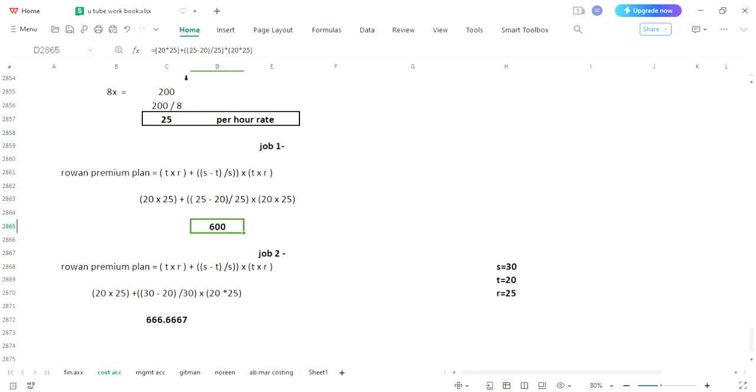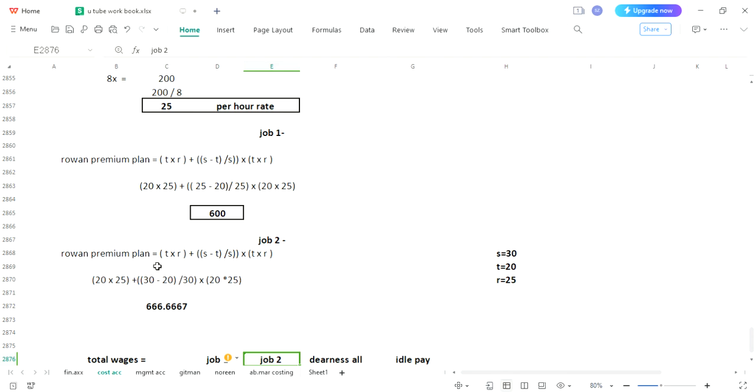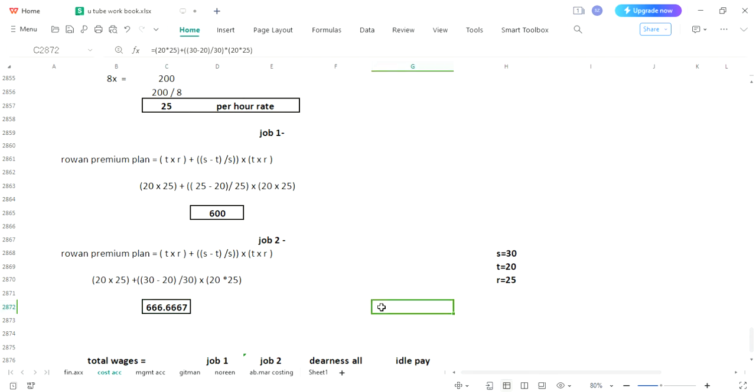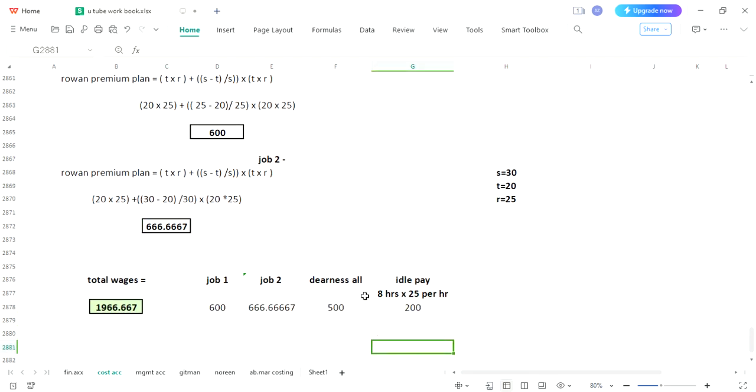Let's highlight it. And then you have started your job number 2 where you have calculated by application of Rowan premium plan as well. STR was taken from the book. So in this way you have calculated your wage for job number 2. After these calculations, there were two special elements involved in this question. DNS allowance means if an employer is giving extra amount according to his or her own wish, that is not associated with permanent wages. So it depends upon employer of different manufacturing concerns.